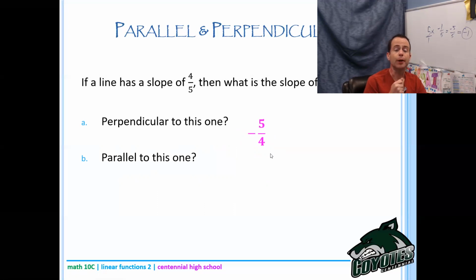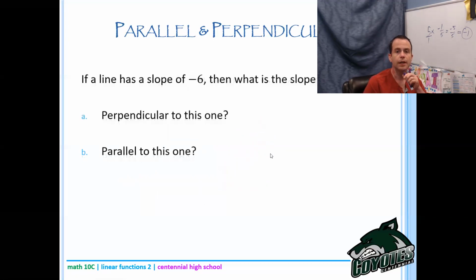If I want to be parallel, then I needed to have kept it the exact same. So I started with a slope of 4 over 5. I will keep a slope of 4 over 5, okay? If a line has a slope of -6, then what's the slope of a line perpendicular to that one? So what's the negative reciprocal of -6? That would be +1/6. And if I want to be parallel, I need to be the same as what I started with, which would be -6. Okay?